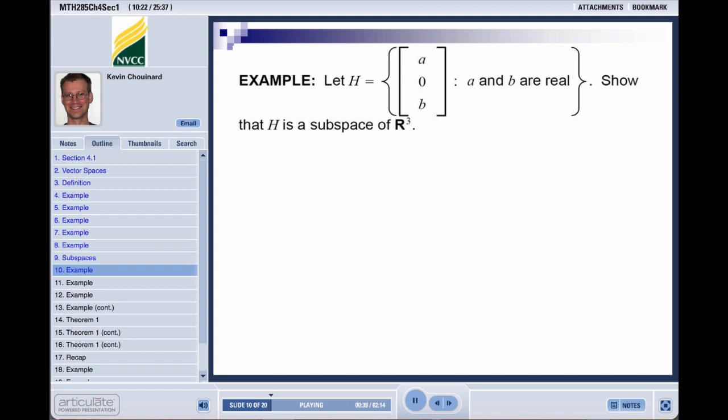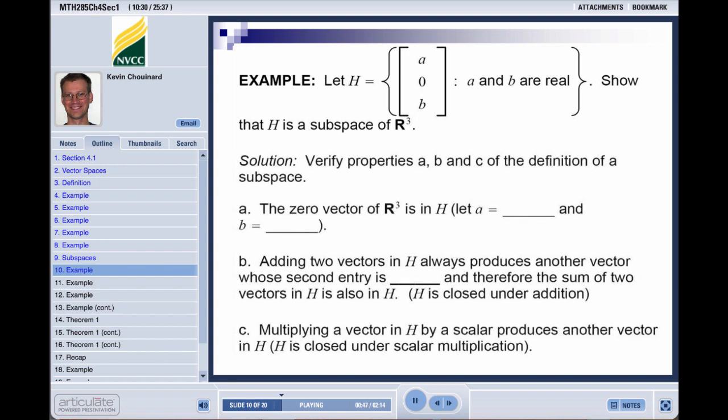So we have to show three things. We have to show the 0 element belongs, and we have to show both closure properties. Okay, first of all, does the 0 element belong? Well, yes, because if I take the vector with components 0, 0, and 0, it's an element of H. So all we have to do is let A be equal to 0 and let B be equal to 0, and we have the 0 element belonging to H. So that's not too bad.